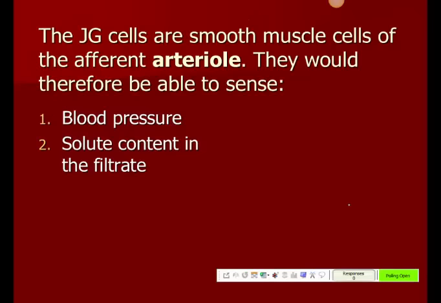Here, the JG cells are smooth muscle cells in the afferent arteriole. So what do you think they would be able to sense? And here I really want you to think critically, even if you forget. Always think of what passes through it, and that should really give you the answer.